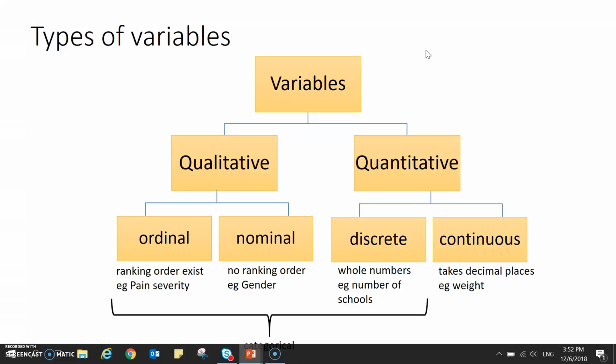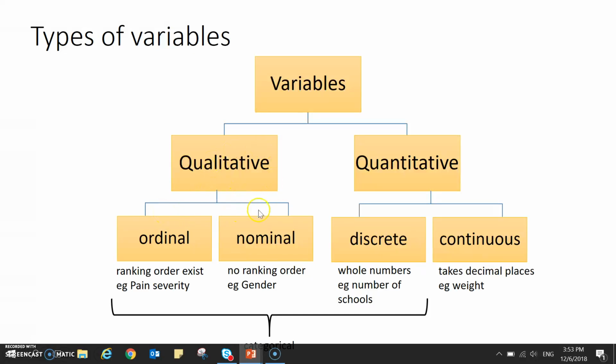There are many different types of variables, and they can be categorized under qualitative or quantitative. Under qualitative variable, the variable could be ordinal. That means there is a certain ranking order, such as if you are measuring severity of pain, it can be very painful, moderate pain, or no pain. So these have a certain ranking order. Therefore, these are considered as ordinal variables.